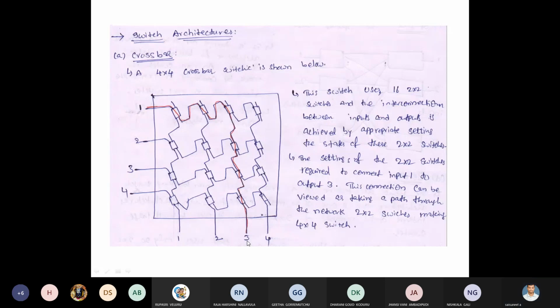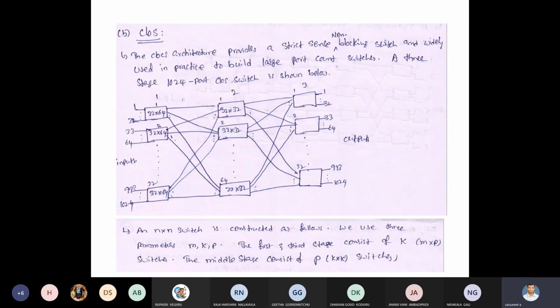Suppose at that time 2 is ready to connect to 3. Is it possible? Not possible. Already 1 and 3 are connected in a line. So 2 is blocked. That's why crossbar switching is called blocking. That's why we are going for the next switching, the Clos network.